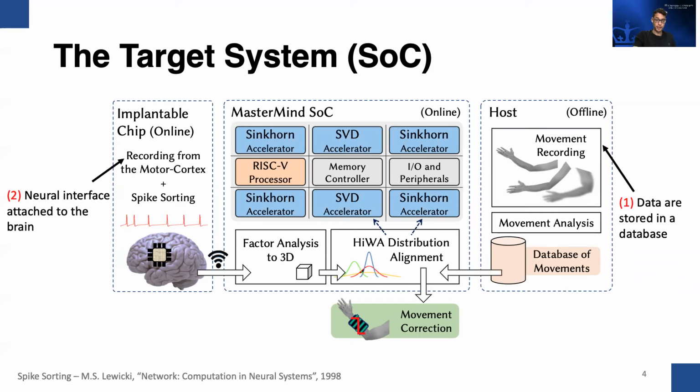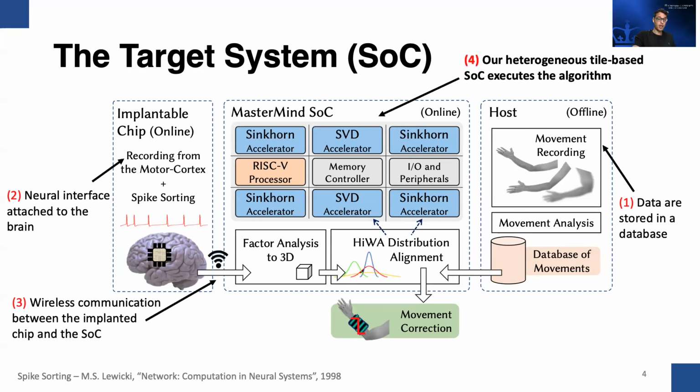Then, in an online phase, the neural interface on the implanted chip is used to record brain data, followed by the process of spike sorting to distinguish electrical spikes. After that, the data is transmitted through wireless communication to the MasterMind SoC. Our tile-based SoC executes the HIWA algorithm using designated hardware accelerators, RISC-V processor, memory controller, and I/O.